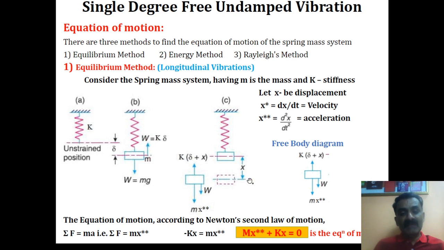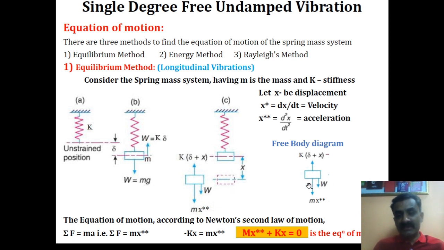We hold this mass and pull it in the downward direction, so we apply some acceleration to it. At that time the displacement is x. So we represent the displacement by x. The rate of change of displacement with respect to time is x dot, that is velocity, and double differentiation is acceleration. So we will now represent the velocity by x dot and acceleration by x double dot.